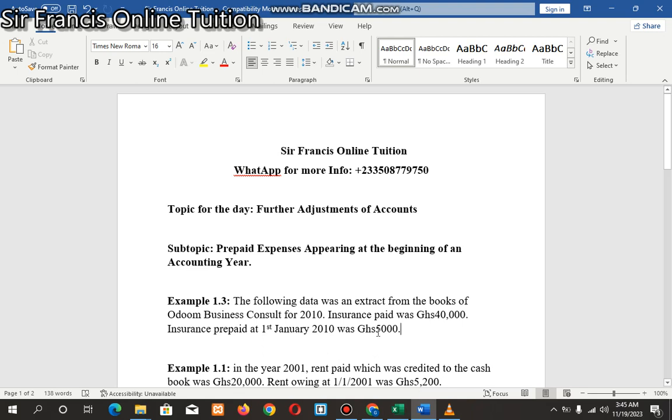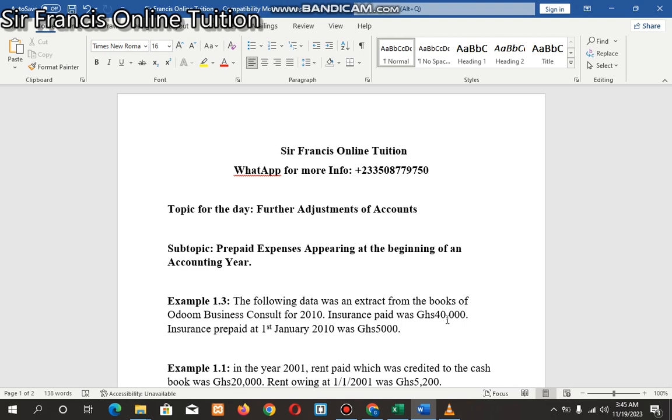So this 5,000, because it was paid in 2009 for 2010, we have to add it to the 40,000 that we have over here, because in 2010 we paid expenses costing 40,000.